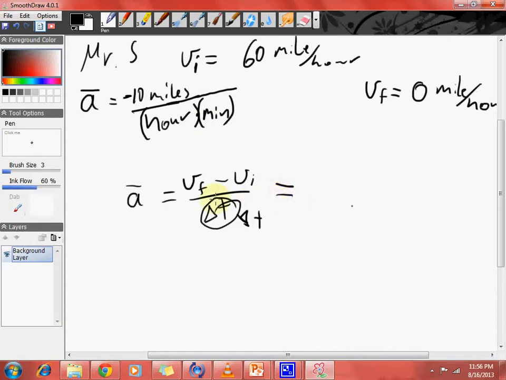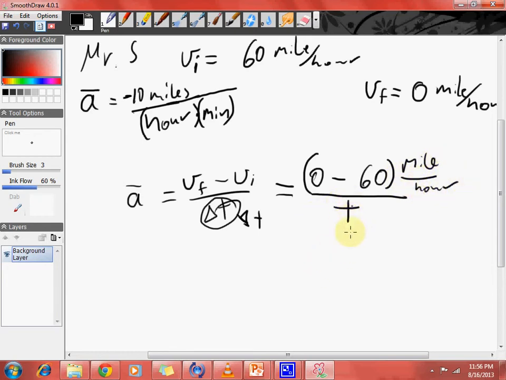So anyways, we will have a final velocity of 0. We will have an initial velocity of 60. And do not forget units, because we want to make sure that we're really good with units and know how to deal with them. The 60 was miles per hour. And times what we're looking for. And that equals an acceleration, which is negative 10 miles per hour per minute.